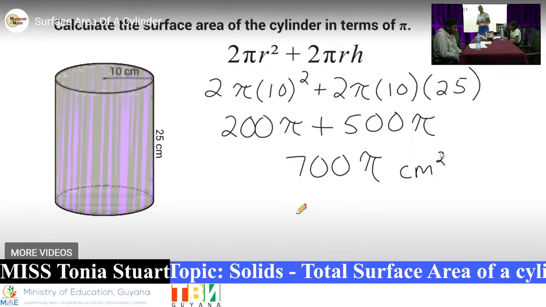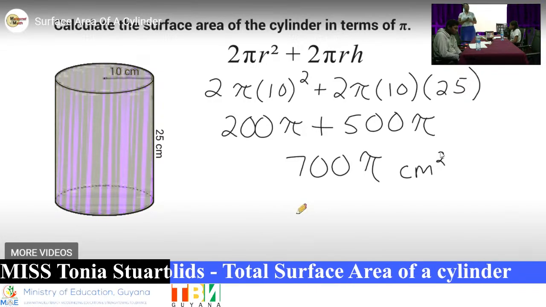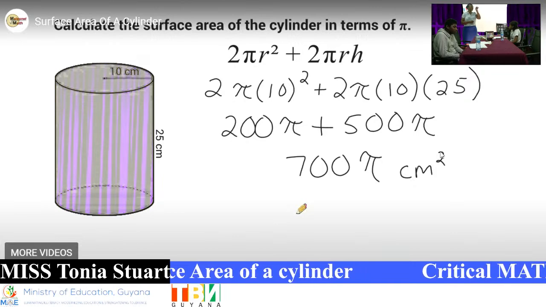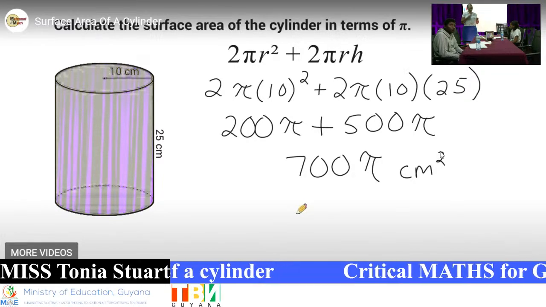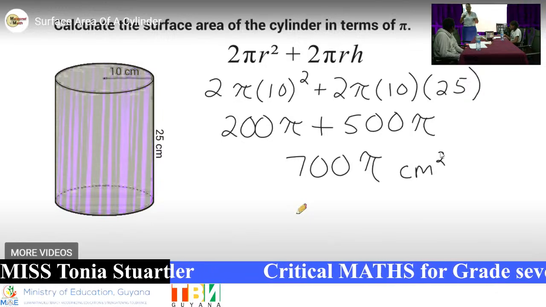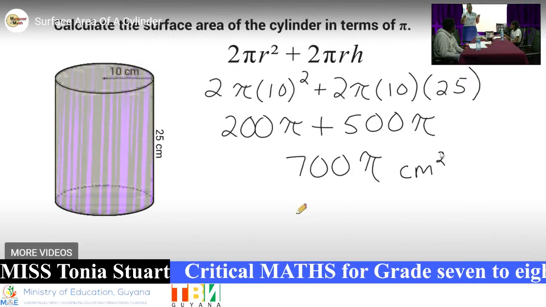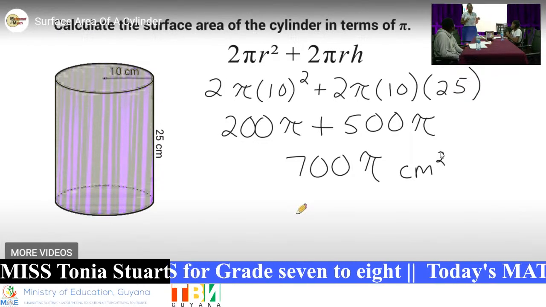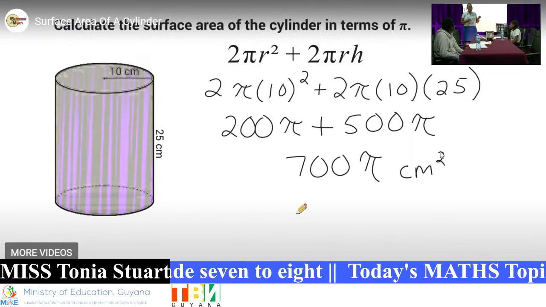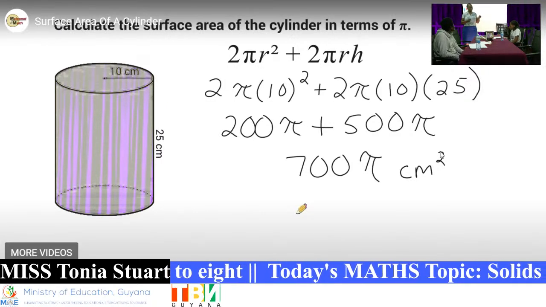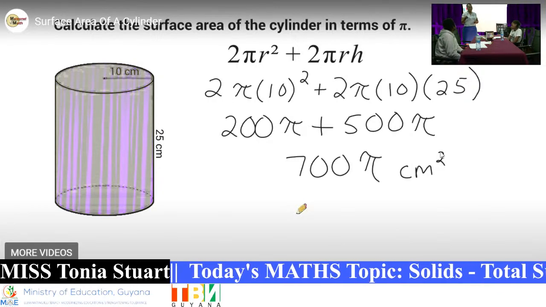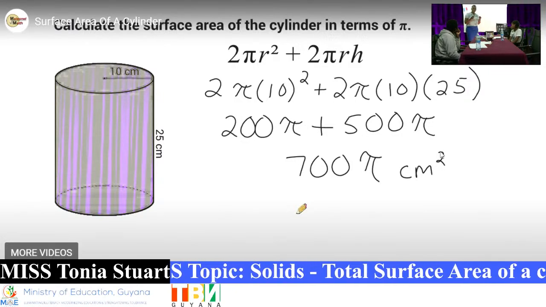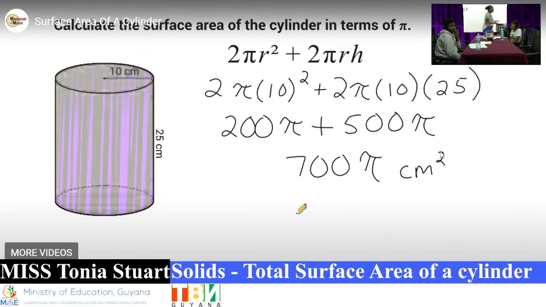So let's look at the formula itself. 2 pi r squared plus 2 pi r h. So what we're doing, we're replacing the value of r and the value of h. So instead of putting the letter r and h, we put in the value of it. So we won't see r anymore. But the value of r is 10, and the value of h is 25. So we don't want to use r and h anymore. We want to know what r and h is. So how did we get 200?